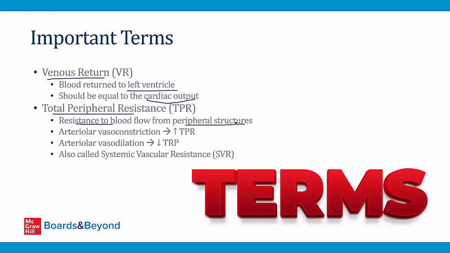The major vessels that determine the TPR are the arterioles. These are the resistance vessels of the arterial tree. So when there's vasoconstriction of the arterioles, that tends to raise the TPR. And when there's vasodilation of the arterioles, that tends to reduce the TPR. And just so you don't get confused, some books will refer to the TPR as the systemic vascular resistance, or the SVR. These two terms mean the same thing.